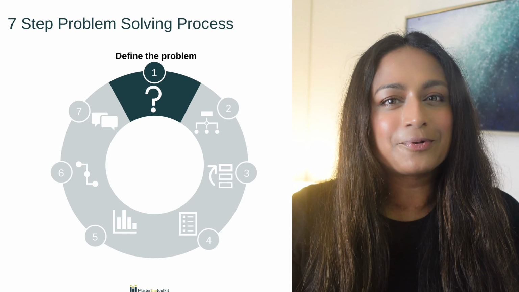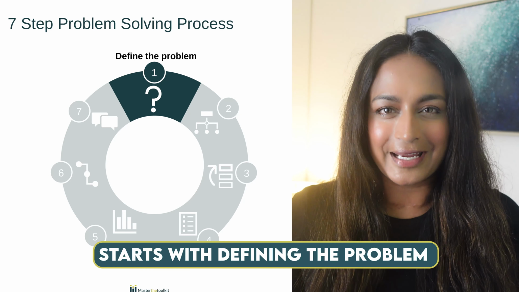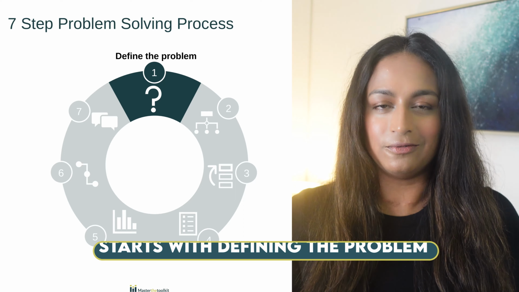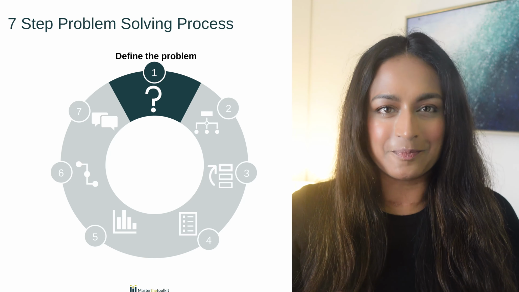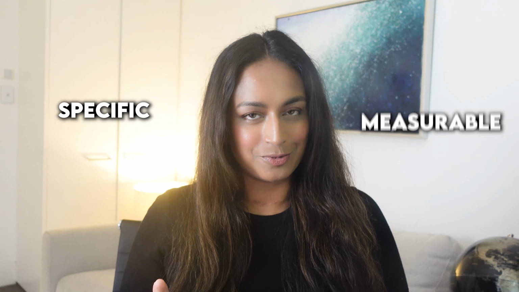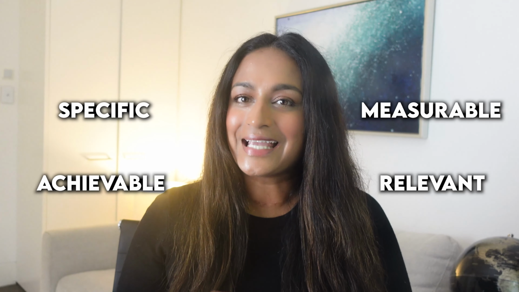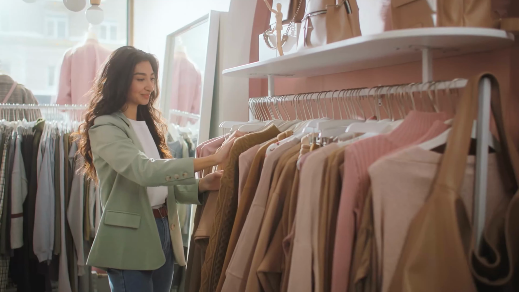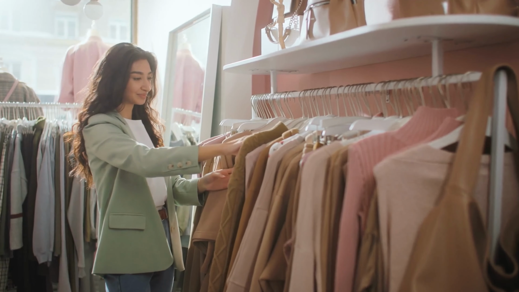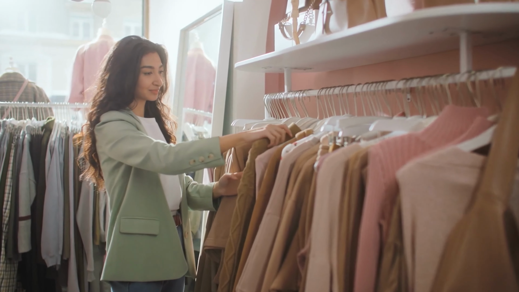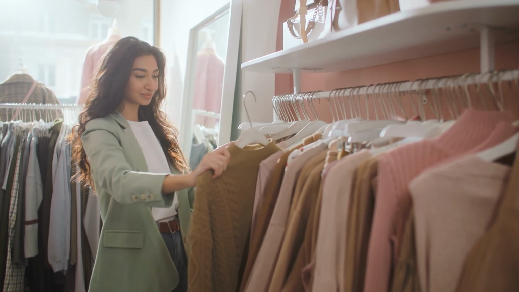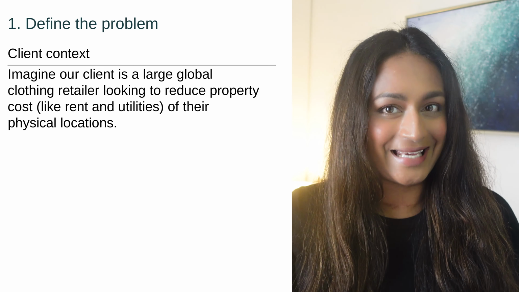The 7-step problem-solving approach starts with defining the problem you are asked to solve and making sure it's SMART: specific, measurable, achievable, relevant, and time-bound. Let's imagine our client is a large global clothing retailer looking to reduce property costs like rent and utilities of their physical store locations. This is not a SMART problem statement yet.